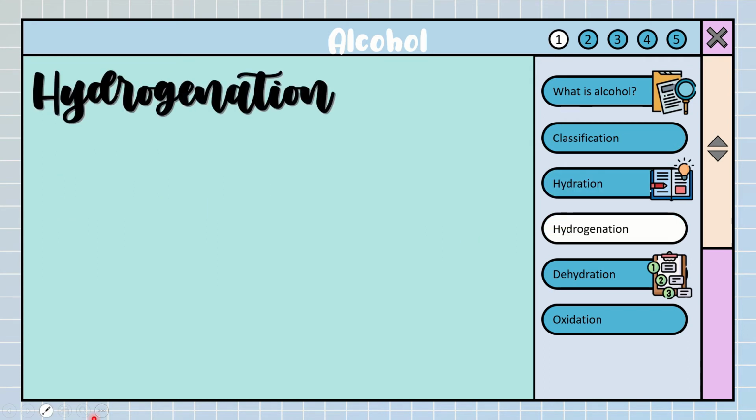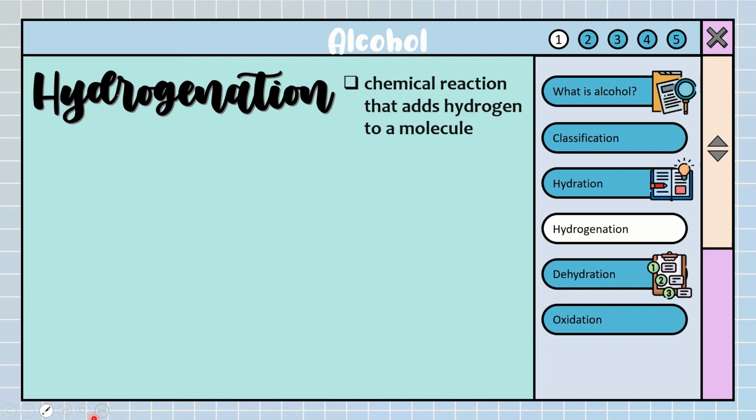Aside from hydration, alcohol can also be produced through hydrogenation, or simply a chemical reaction that adds hydrogen to a molecule. It is different from the previous reaction as it adds only hydrogen, while the previous one added water. From the word itself, hydrogenation, or hydrogen. If hydration is an addition reaction because it adds water to the alkene, hydrogenation is a reduction reaction, as it reduces oxygen while it gains hydrogen.